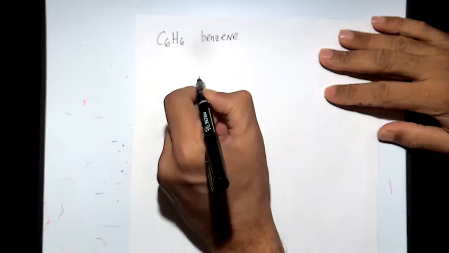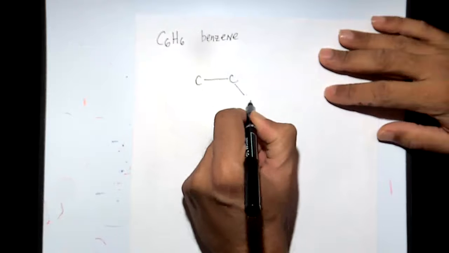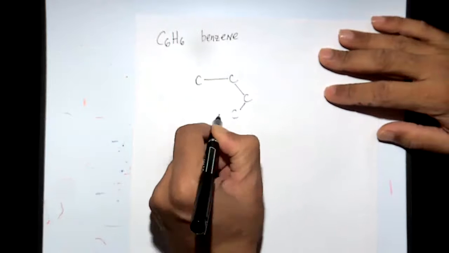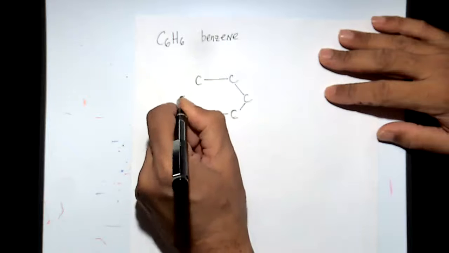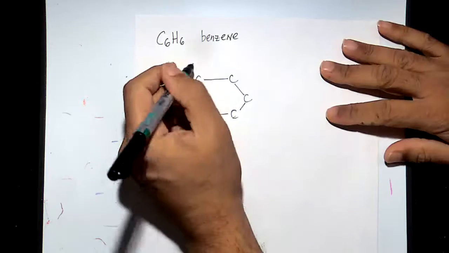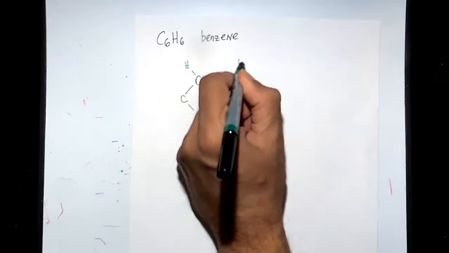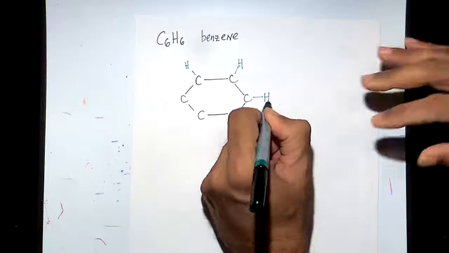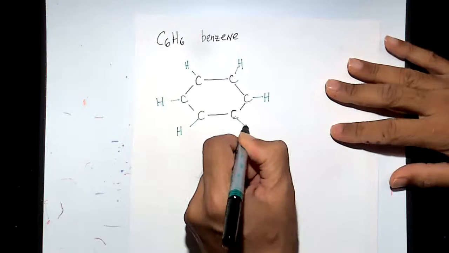So let's draw that here. Carbon, carbon, carbon, carbon, carbon, and a carbon. Let's put our six H's here. 1, 2, 3, 4, 5, 6.